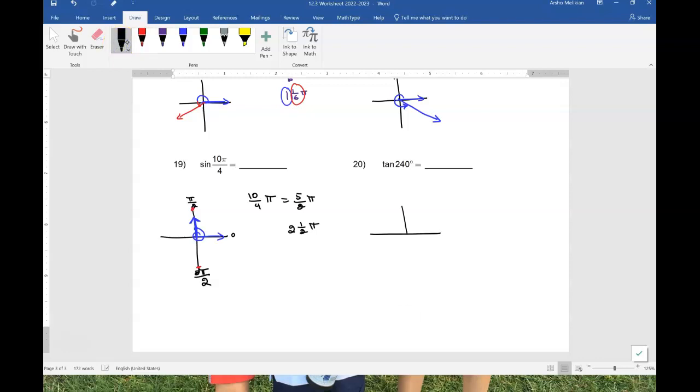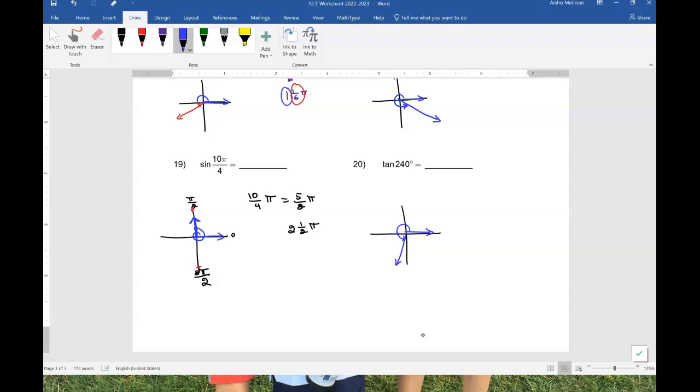Okay, lastly, 240 degrees. It starts here. 180, right? And then how much more do I have left? 60, so I have to go into this quadrant here. Okay, are we okay with drawing all of these angles? You have to be able to figure out which quadrant each of them lands in.